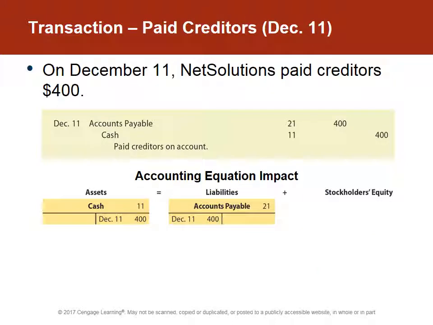December 11th, Net Solutions paid creditors $400. So they owed some money to their creditors, and now I'm going to tell you from a practical standpoint, they should have indicated which creditors, but that's something you'll learn as you get into the accounting world. They wrote a check for $400 and their liabilities went down. Accounts payable is a liability. Liabilities are increased by a credit. As a result, they are decreased by a debit.